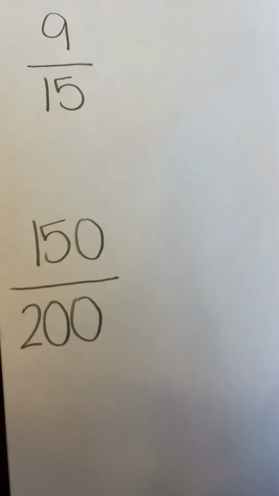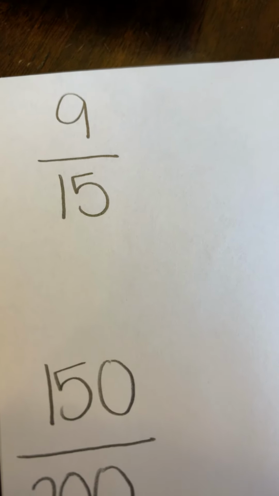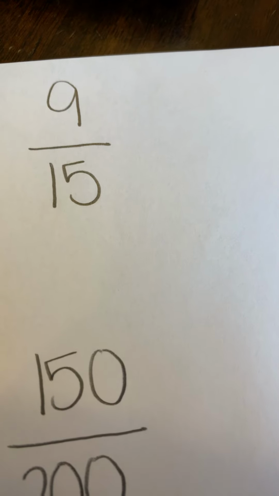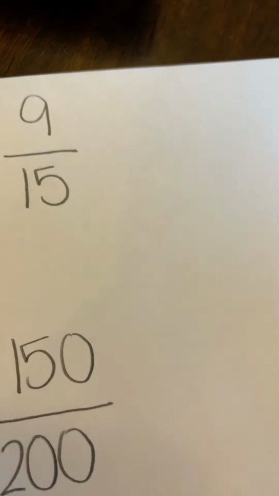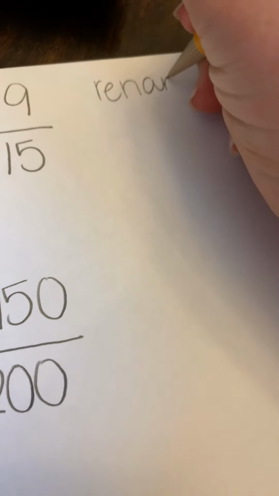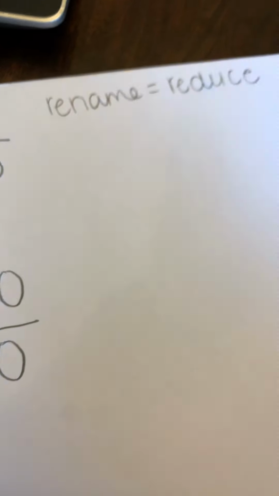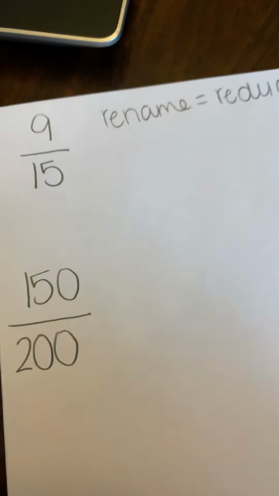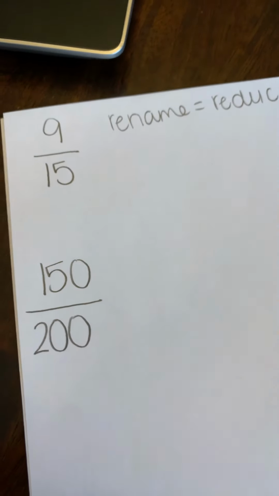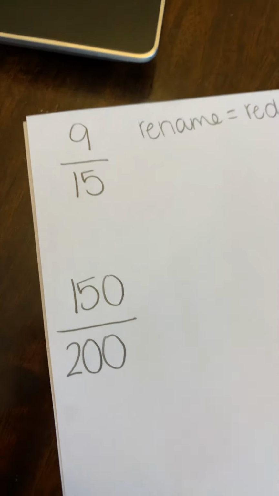So let's get started. One of the problems that you're going to see is going to look like this. This fraction is 9/15. When we rename fractions, that just means that we want to reduce the fraction into its lowest terms. So rename is the same thing as reduce, and reduce means that we want to put it into our lowest terms. There's two ways of going about this. There's the very easy way, and then there's the way that's going to take a little bit of work. It doesn't matter which way you do it, whatever way you'd like. I'm going to show you both.